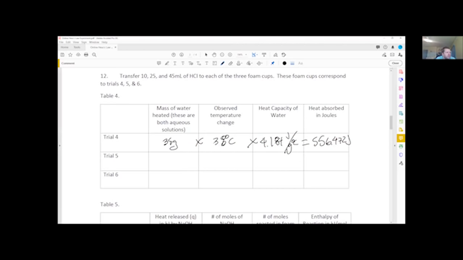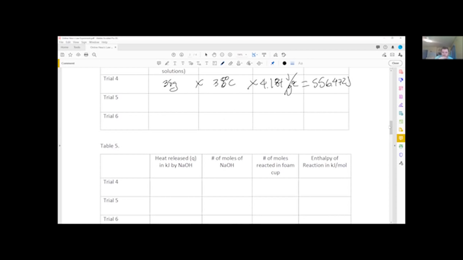I'm going to scroll down. Just like in our previous exercise, trial number 4 from table number 4 is going to be useful for table number 5. That was positive 556.472 joules absorbed by water. What do we know about this? The neutralization of sodium hydroxide and HCl is where your reaction is going to take place. So that's going to be releasing energy. That's negative, and we're converting to joules, so it's negative 556.472.